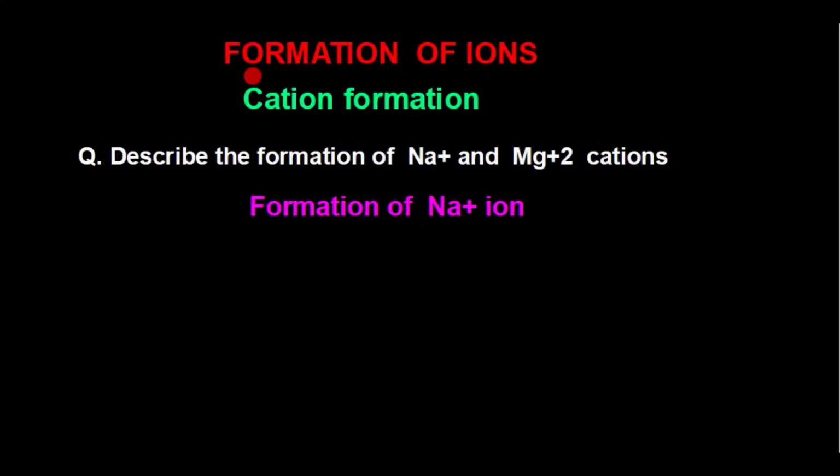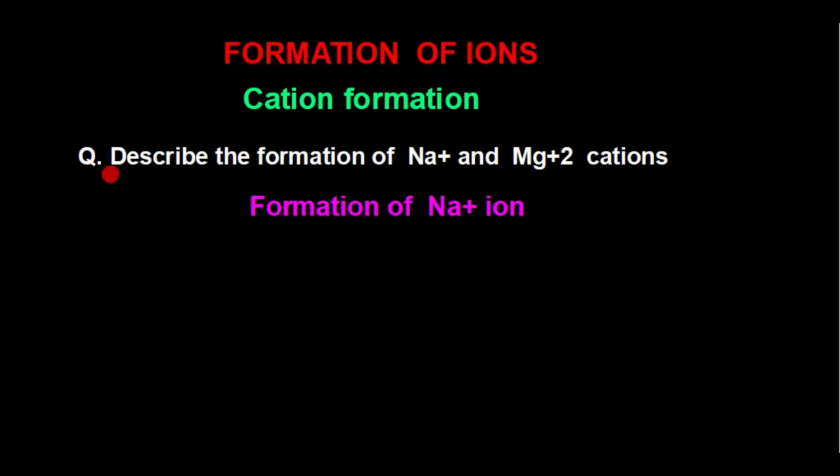In this video we will discuss formation of ions. Let's start the session. First of all, we will study cation formation. We know what cations are. Cations are positively charged particles which are formed by the loss of one or more electrons in a chemical reaction.